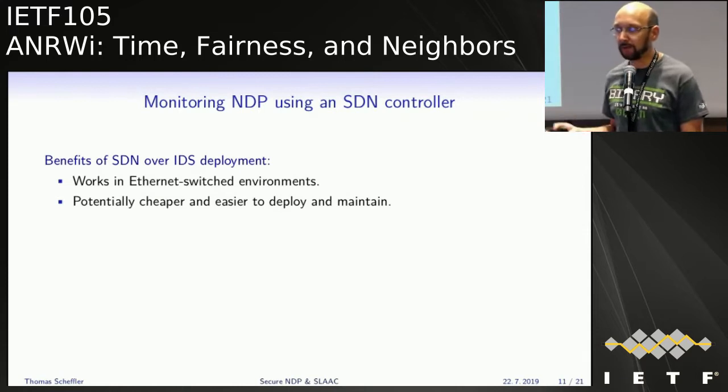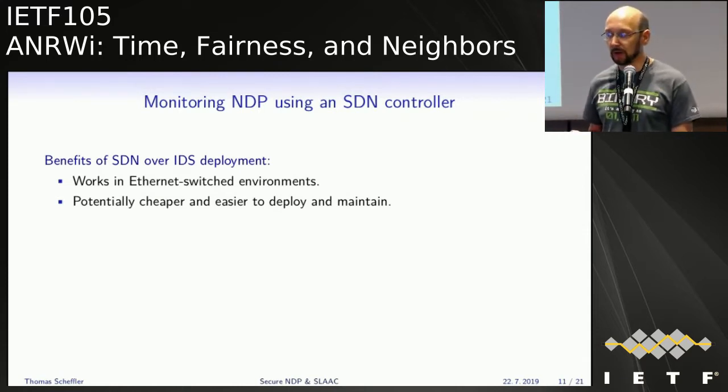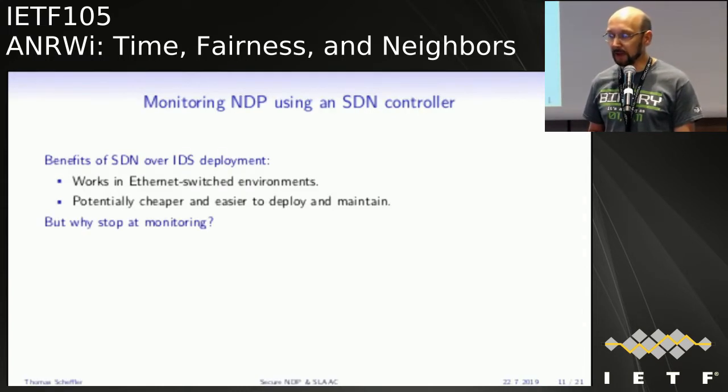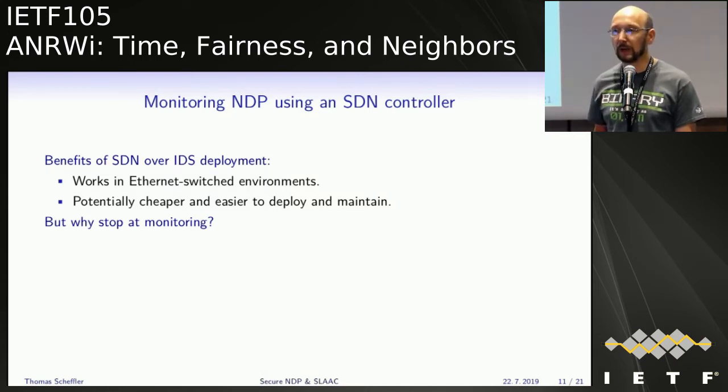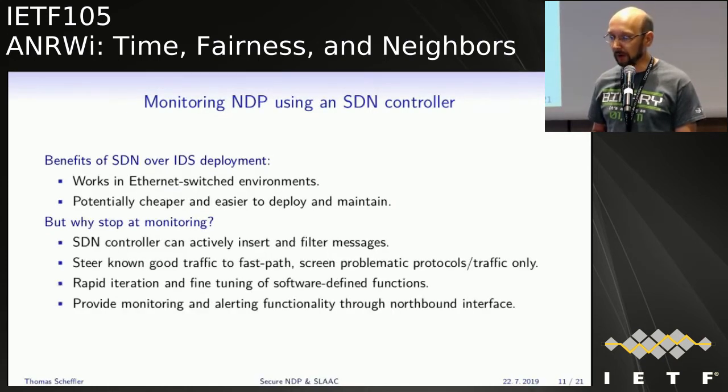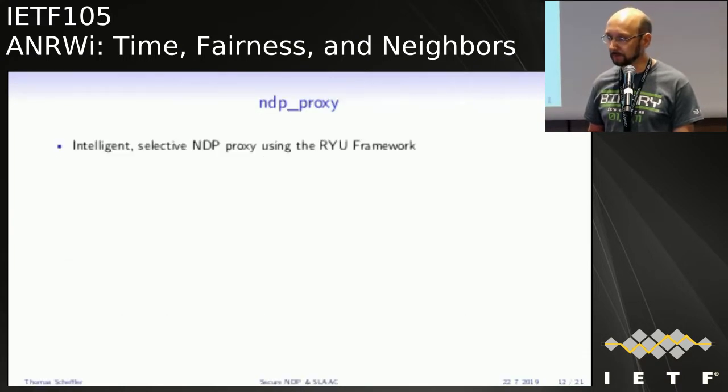Instead of using IDSs, we could use an SDN switch to do much the same thing. So we could monitor links and what's going on on the link, and potentially this is also cheaper to deploy and maintain. But once we do this, we can go a little bit further and say, now we can also filter, not only monitor. We can put logic on the SDN controller, which gives us more control over what's going on in the network.